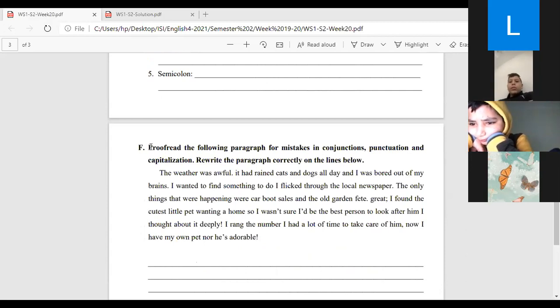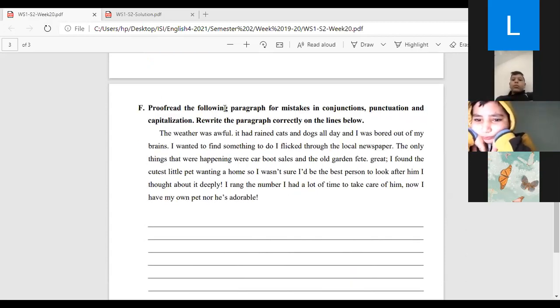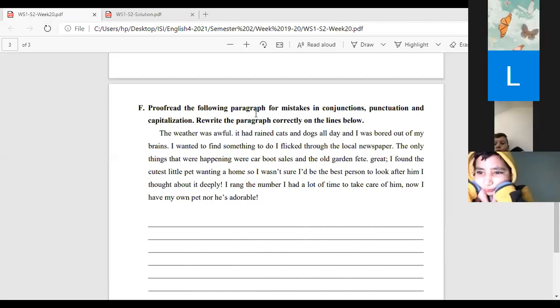Let's move to part F. Part F. In part F, you have to proofread. When you say proofread, you have to read the paragraph again because there are mistakes and you have to correct them. Proofread the following paragraph for mistakes in conjunction, punctuation, and capitalization. In other words, I mean, you have to read to see if there are run-on sentences.